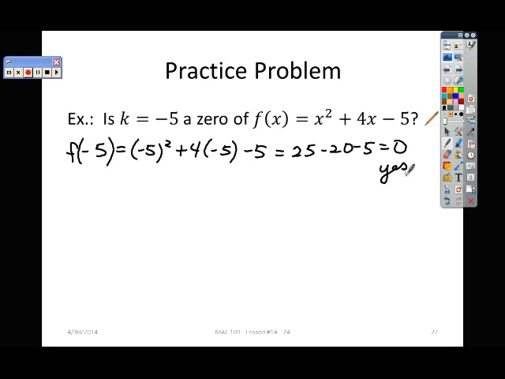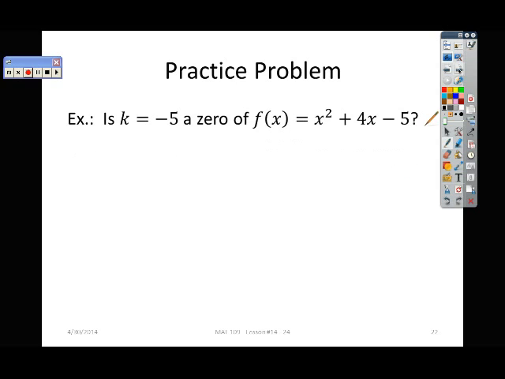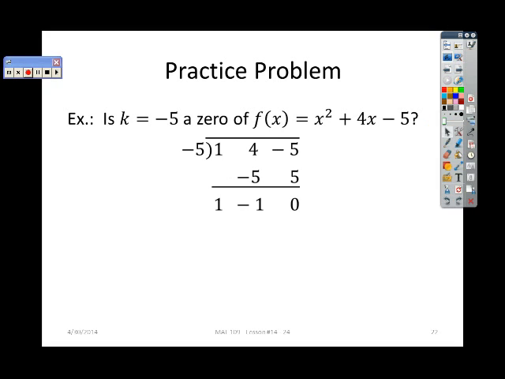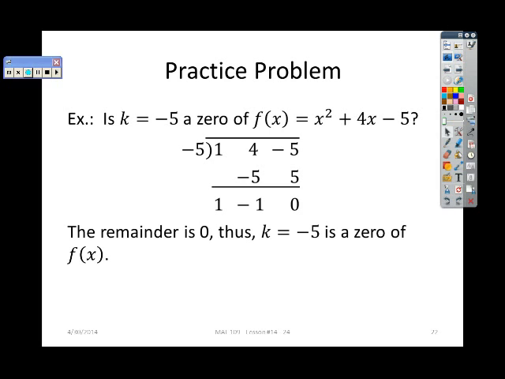I plugged the number in. In place of X, I put the number. And then just did the arithmetic. On the slide, I did the synthetic division. For this one, it actually turns out probably a little less work on the synthetic division. But if you have a long polynomial, this probably is not the case. So -5 is a zero.